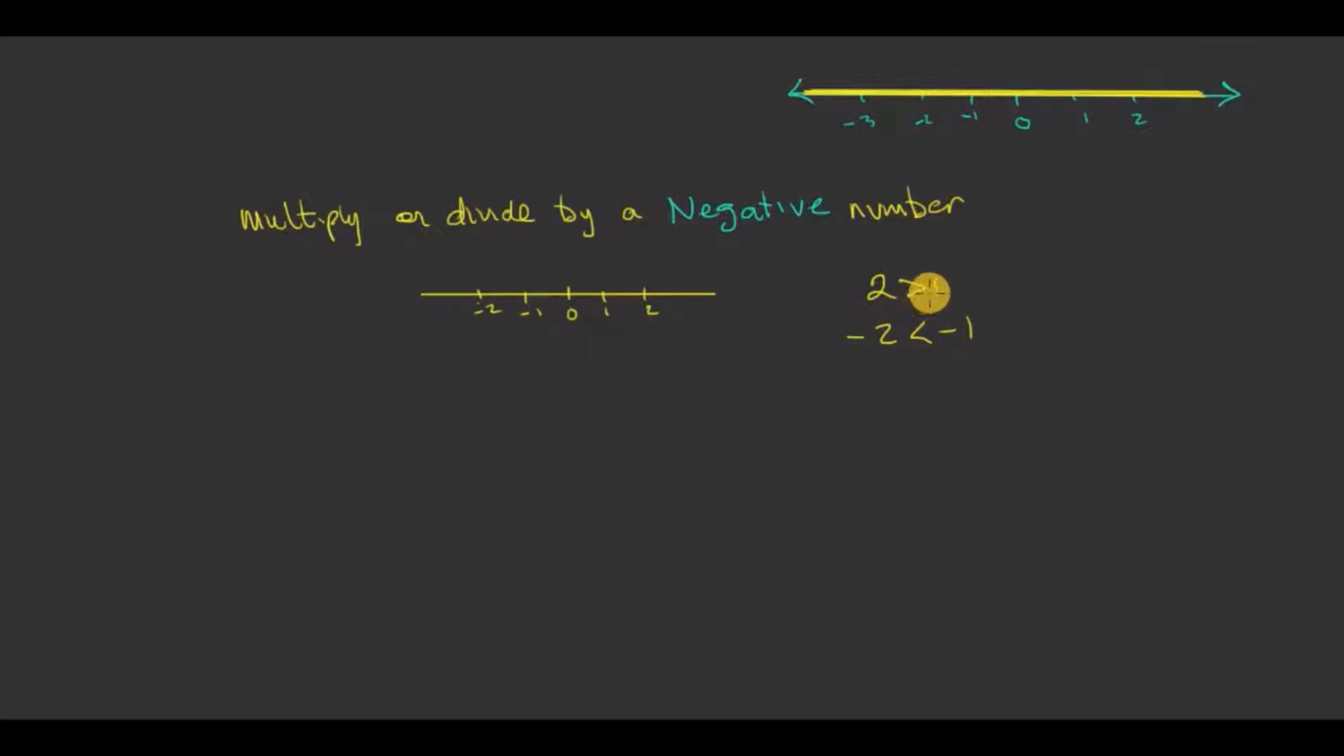So when you multiply or divide by a negative number, you must change the sign of the inequality. I'll write that down. When you multiply or divide by a negative number, you change the direction of the inequality.